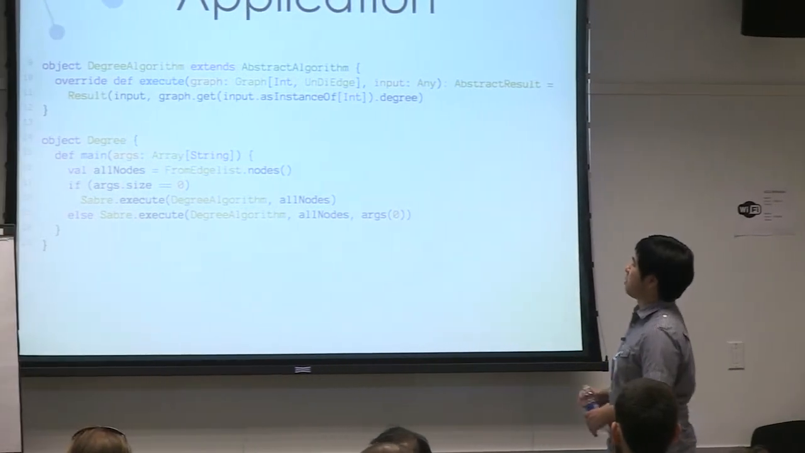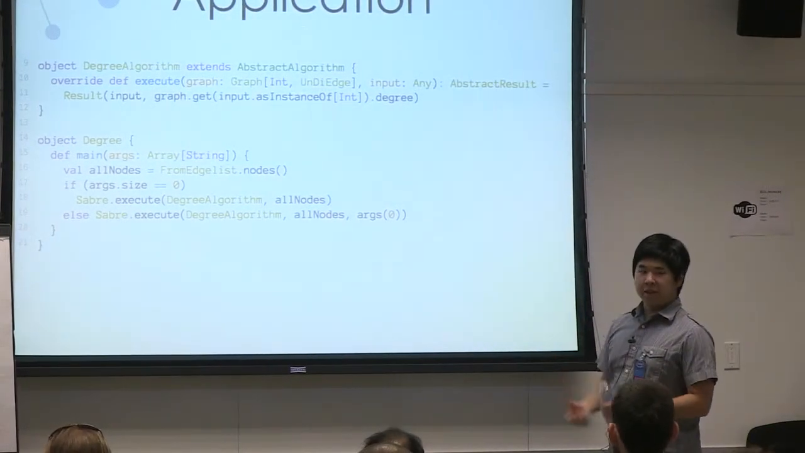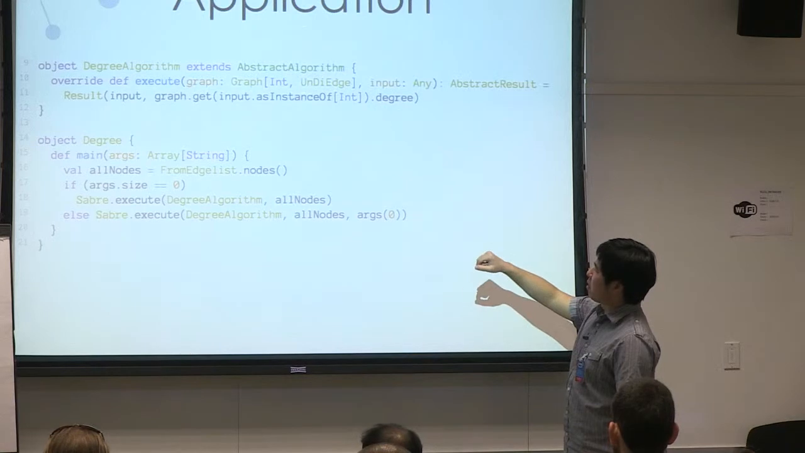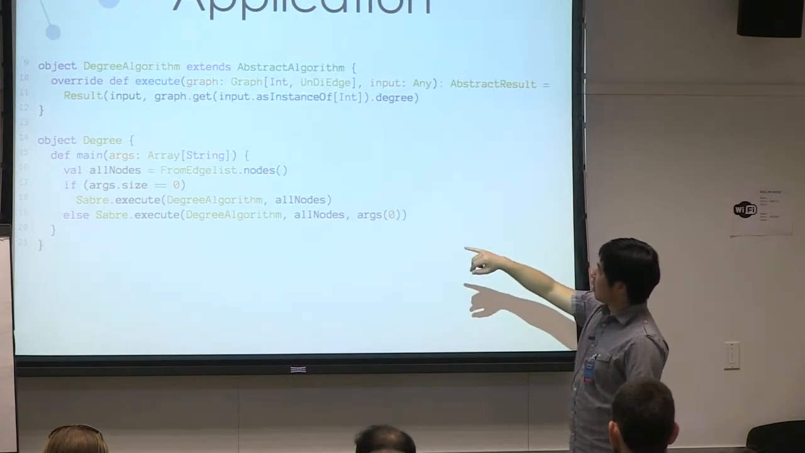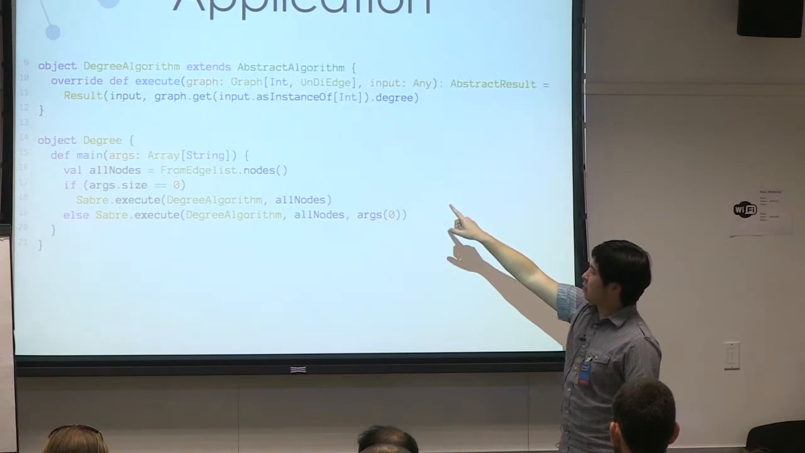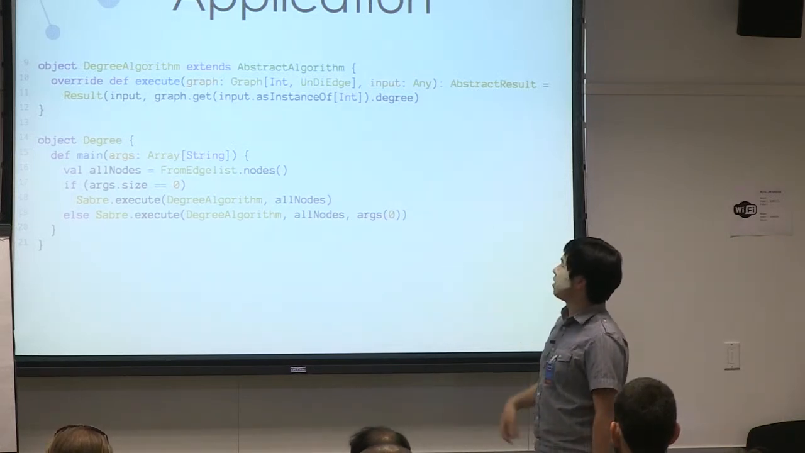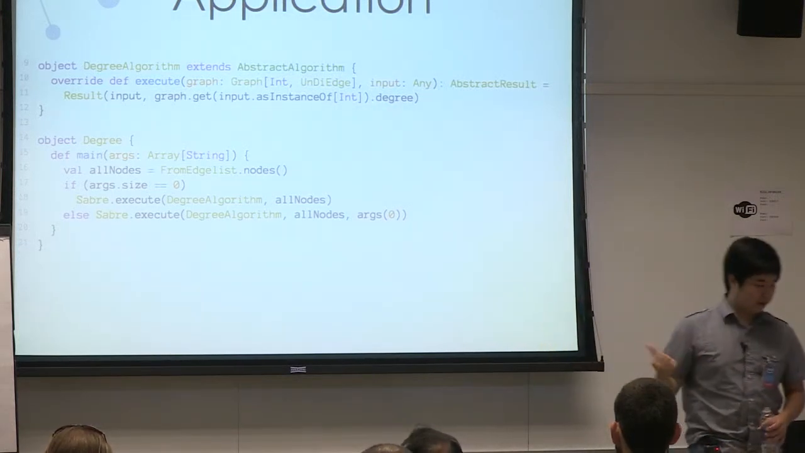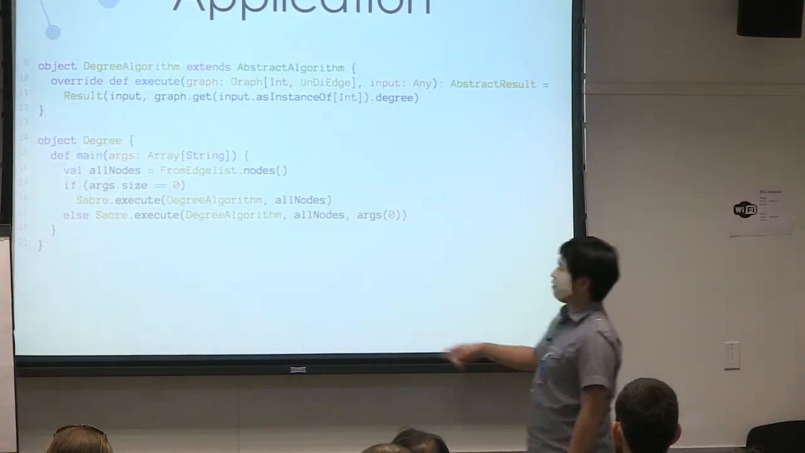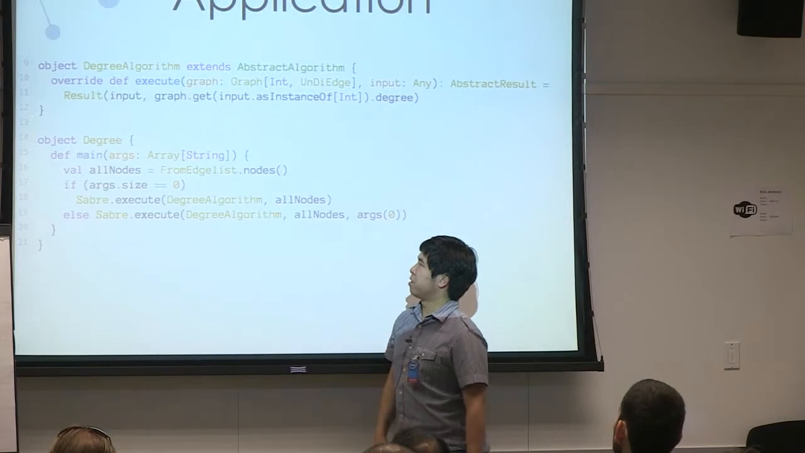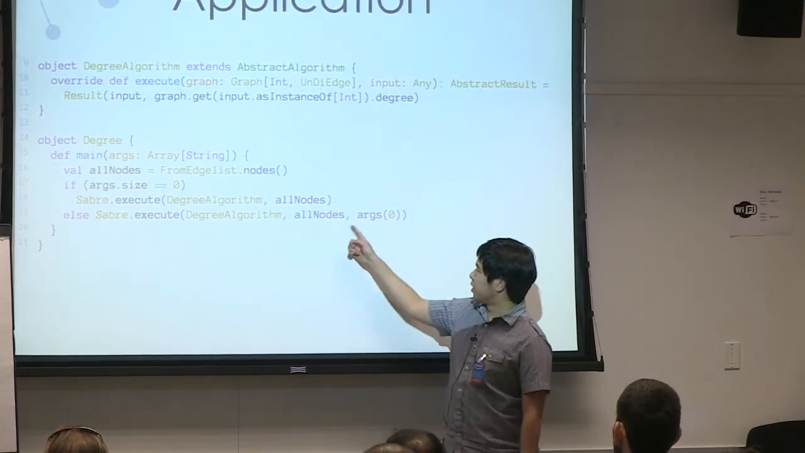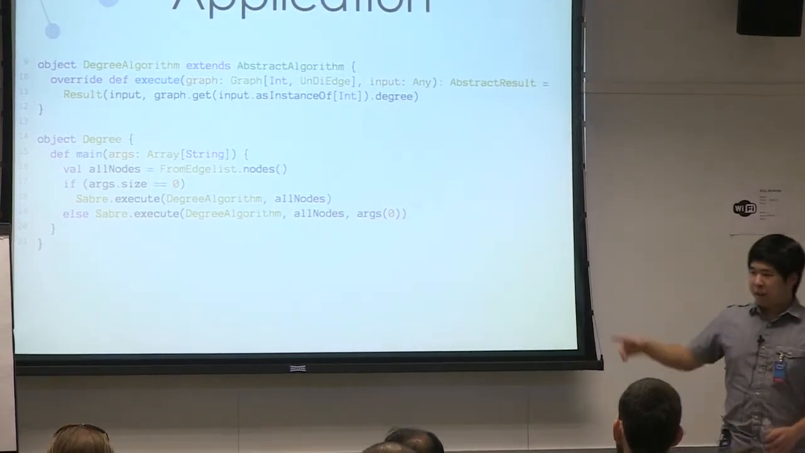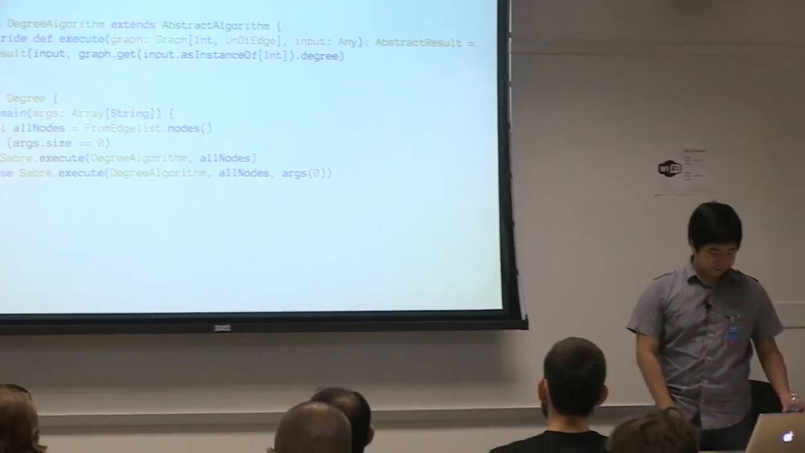A full example of an application looks like this, and that's literally all the code there is, minus the imports. This is the simple degree algorithm I was talking about earlier, where each worker gets a single node ID, and then it will find the degree of that node and then send it back. It extends abstract algorithm, overrides the execute method, and then simply, inside the graph, gets the node ID, calls the degree method on it, wraps it up in a result, and sends it back to the result handler. Inside the main object, you define the work that you want. There's a convenience function inside Saber called from_edgelist.nodes. The user can choose to specify on the command line if they want to write to a different output file other than the default saber result.txt.